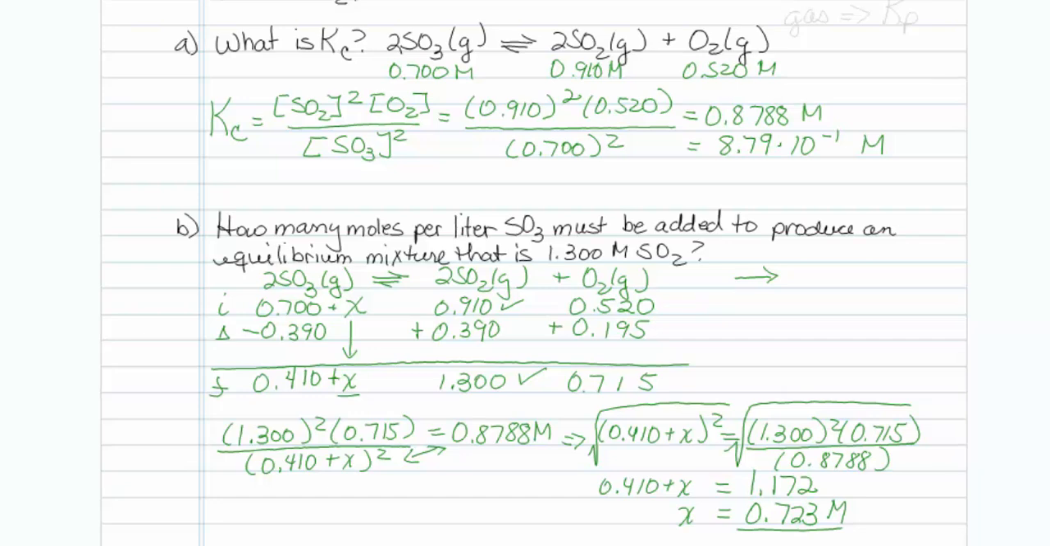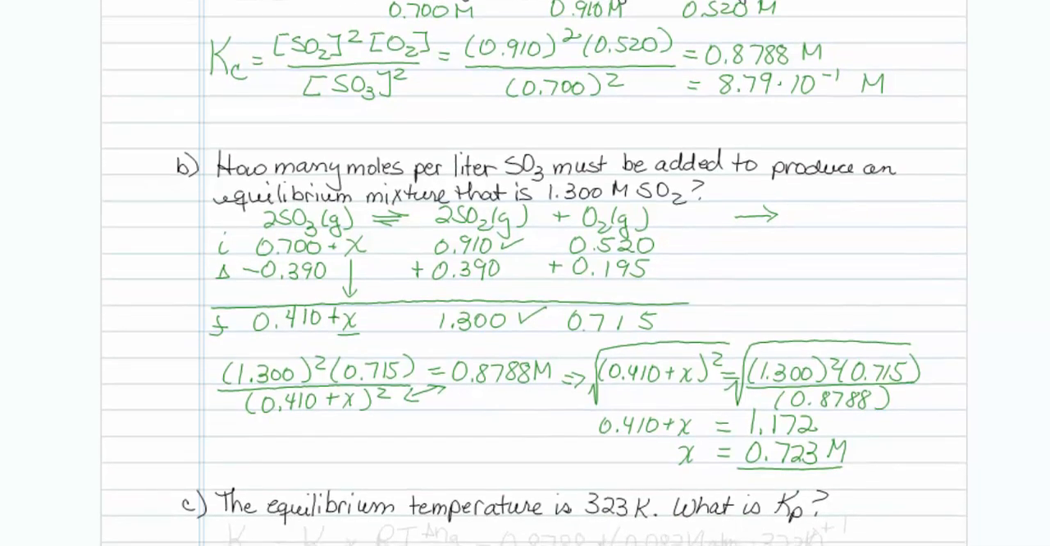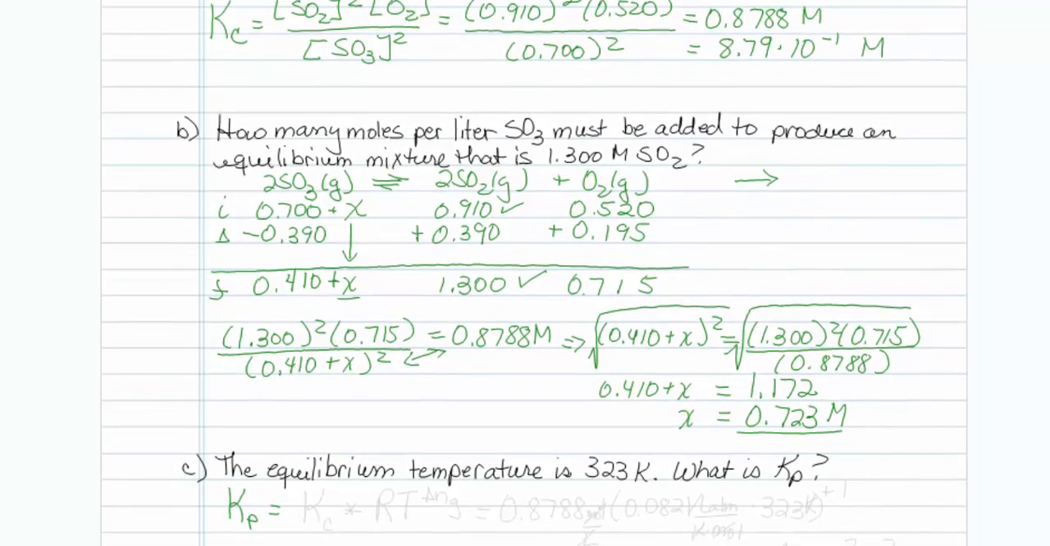Part C of the question asks me for the Kp value given the temperature. So I will pull out that formula. Kp is equal to Kc times RT to the delta Ng. Alright, my Kc I have calculated. That is 0.8788. The R that I'm going to want to use is the ideal gas law constant, so that's 0.0821 liter atmosphere per Kelvin mole.